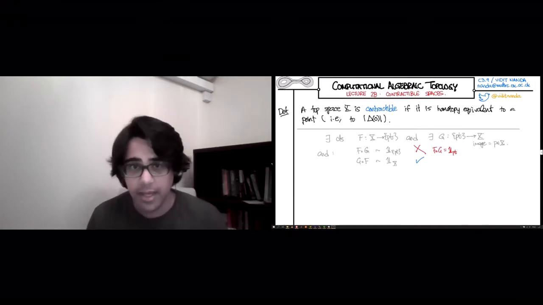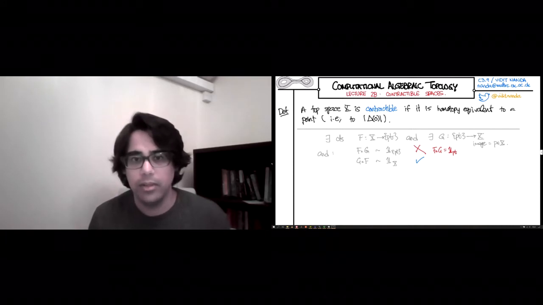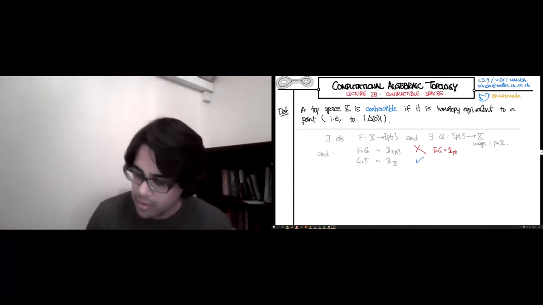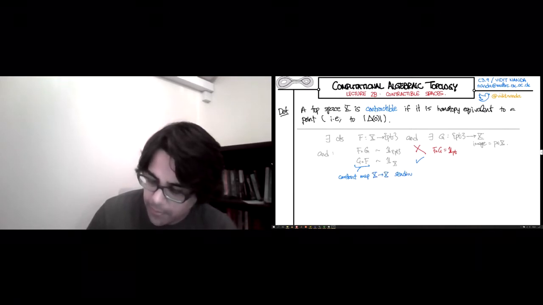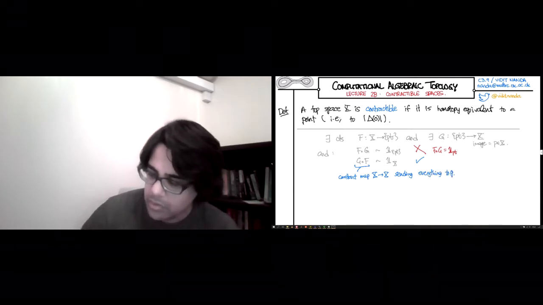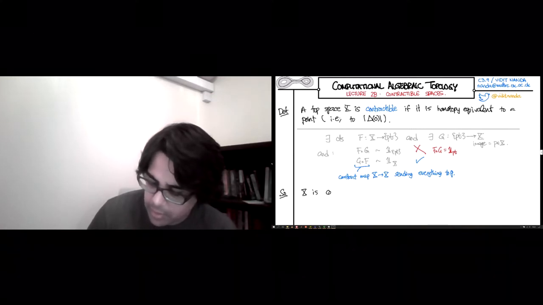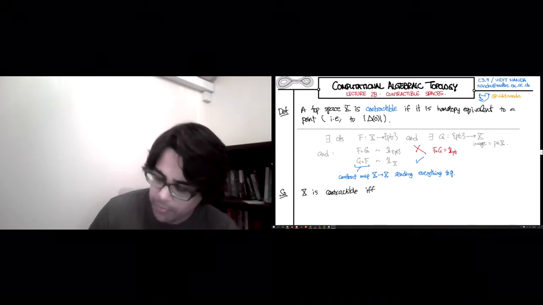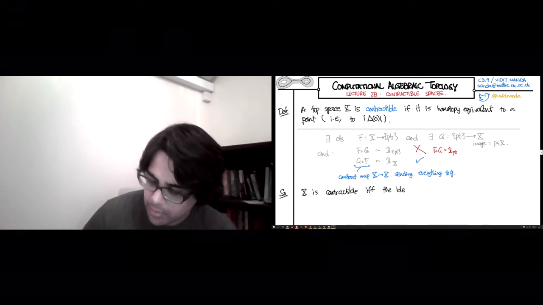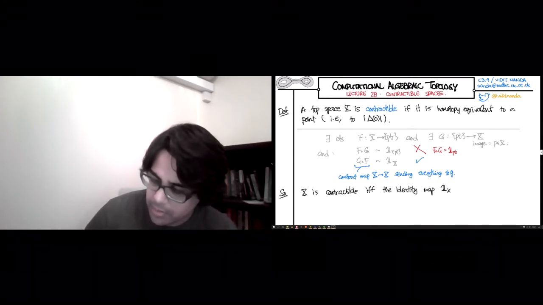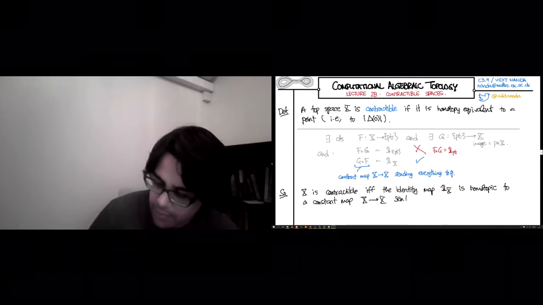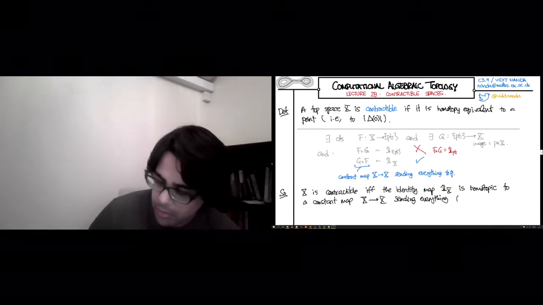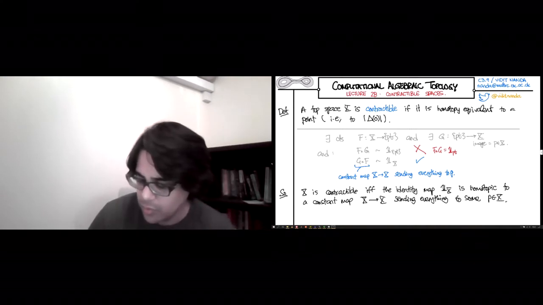So what this means, look at the left side. You first apply F. You send everything in X to a single point, and then you send that point back to P in X. So this is the constant map X to X, sending everything to P. So what we have shown is that X is contractible if and only if the identity map 1_X is homotopic to a constant map X to X, sending everything to some point P. And this is a useful criterion.